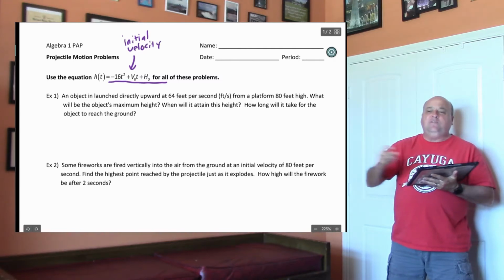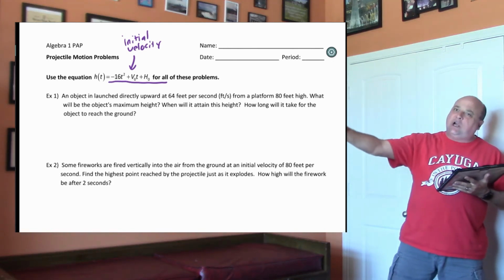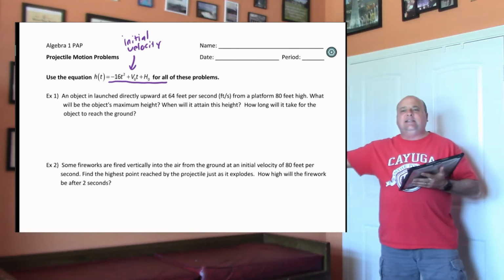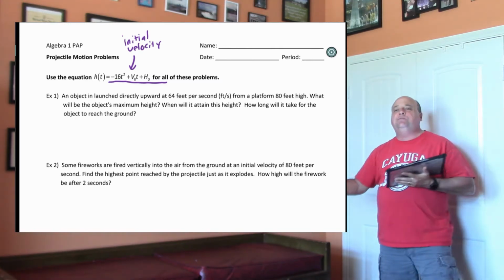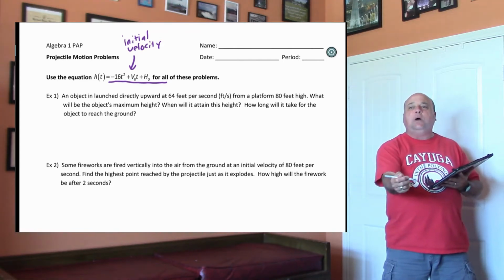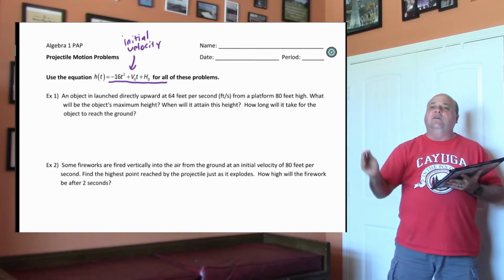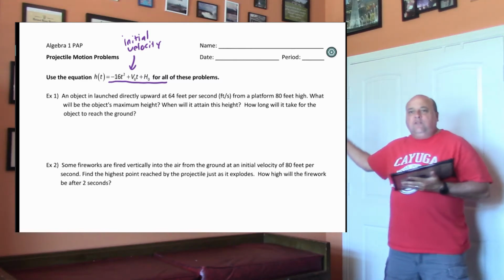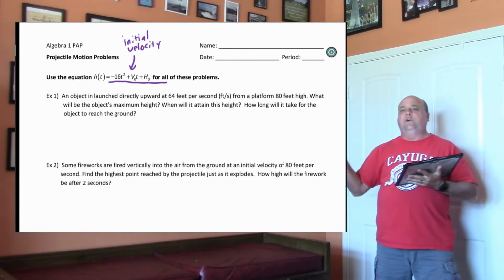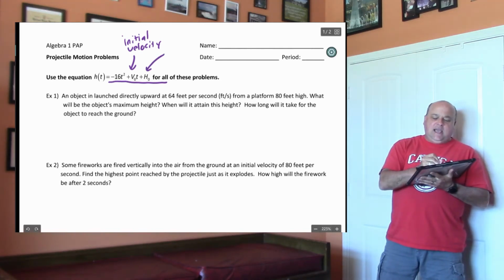For example, if you kick a soccer ball, the faster your foot is moving, the further the soccer ball will go. The initial velocity is how fast your foot is moving when it hits the ball. The same thing with hitting a baseball: the faster the bat goes, the further the ball will go if it's hit in the sweet spot, right? Golf ball, the faster you swing the golf club, the further the ball will go, okay? That's the initial velocity. The H is the initial height.